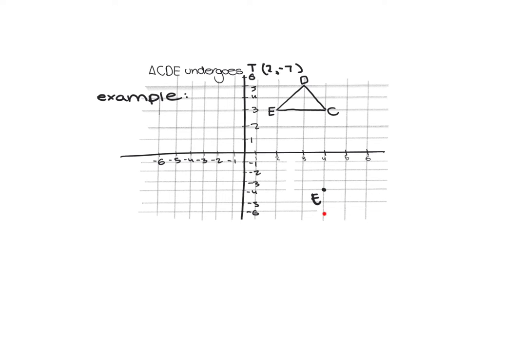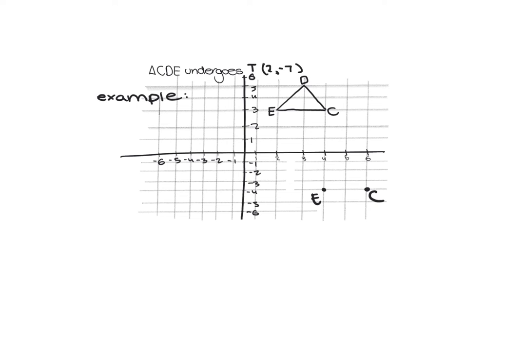Marking this E, we could go ahead and translate coordinate C. So we go 2 to the right and down 7. So 1, 2, 3, 4, 5, 6, 7. And we end up with coordinate 6, -4.